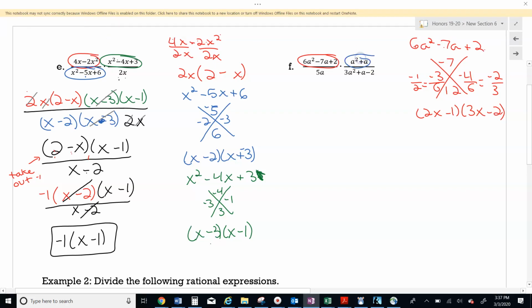A squared plus a. Again, looking for a GCF. Well, I can see an a in both of them. So I'm going to start by taking out an a. That a has to go on the outside. A squared divided by a is just a. And then a divided by a is just 1.